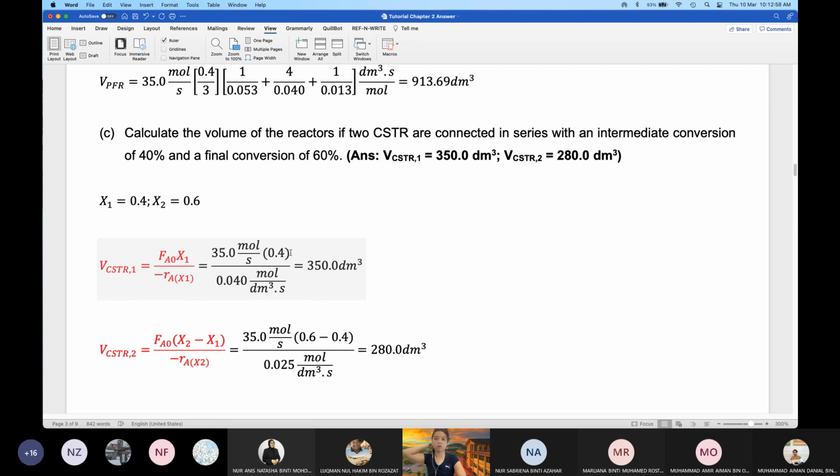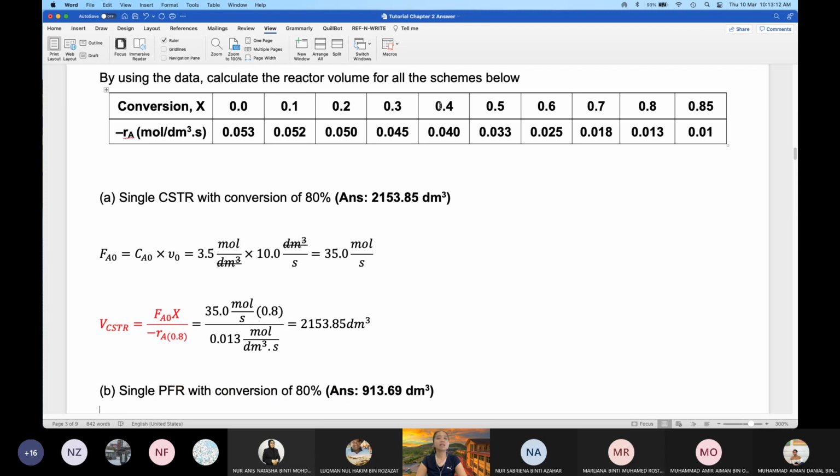My X1, 0.4. My minus RA when my X is 0.4. When my X1 is 0.4, minus RA is 0.040. How do I get that? Look up at the table.